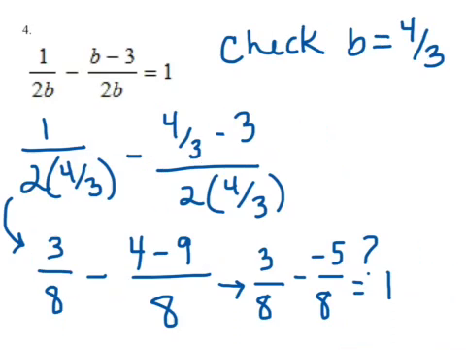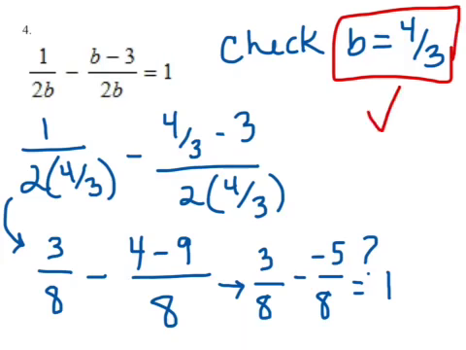Now, to verify that 4/3 is a solution to this equation, I plugged 4/3 in every single time I see b. So I simplify, and my resulting equation gets me 3/8 minus -5/8. Well, since that is equivalent to 1, and 1 is on the right side of the equation, I can now verify that 4/3 is certainly my solution to this equation.